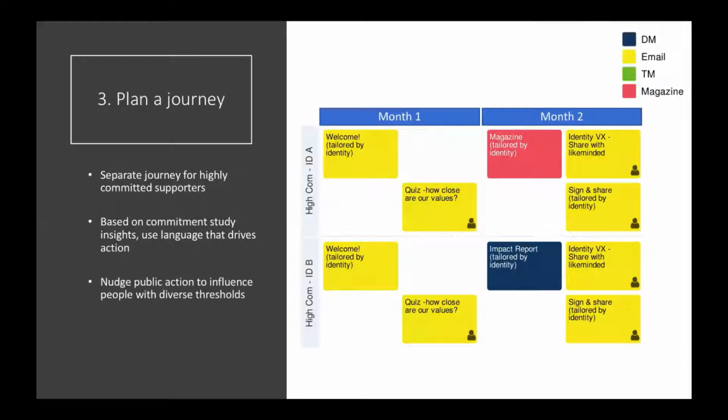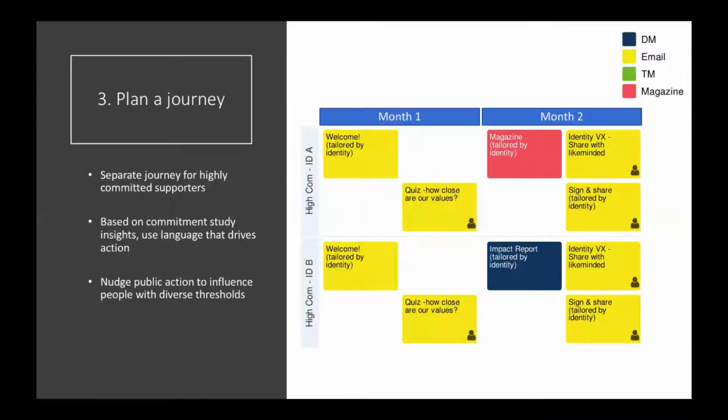So as an example, this is a screenshot of a journey. Each row represents a different identity. Both rows are about highly committed supporters. Each column represents a different time length. It could be months, it could be days. And each box is a different touch point. And the different colors represent different channels. So yellow is email, red is magazine, dark blue is DM.